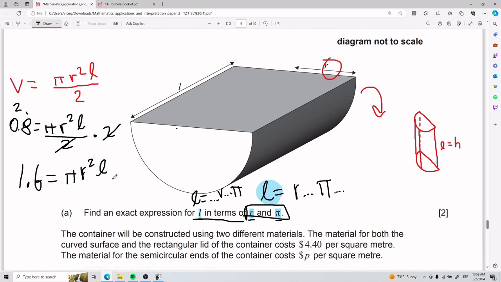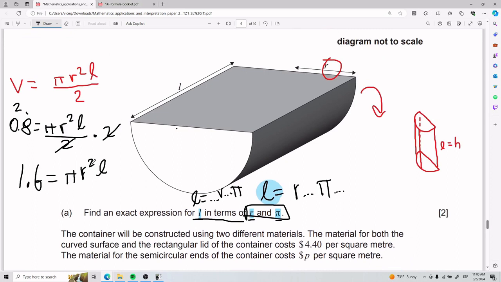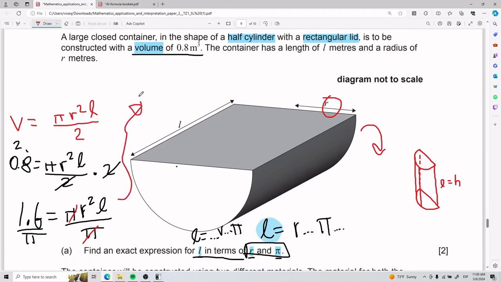You still need to get L alone, right? What is bothering L? Pi is bothering L, and r squared is bothering L. So I can start by dividing by pi on both sides. So this goes away with this, and I end up with 1.6 divided by pi equals r squared L.